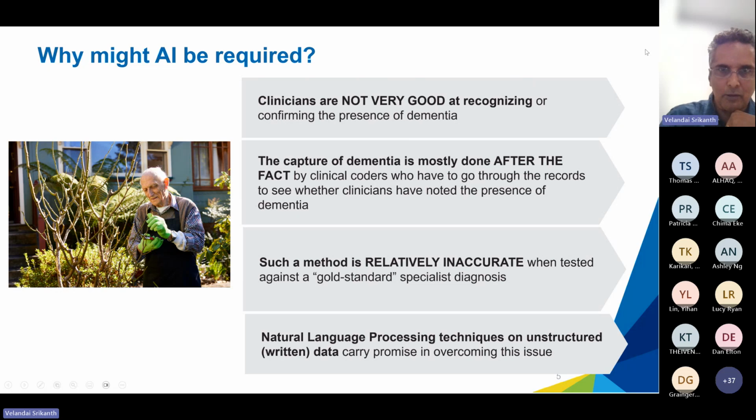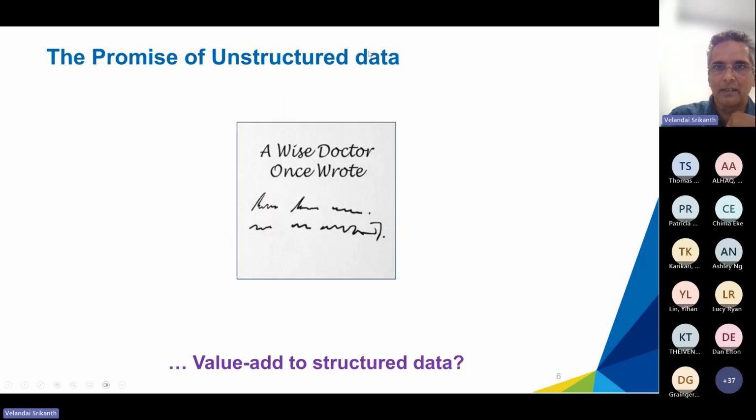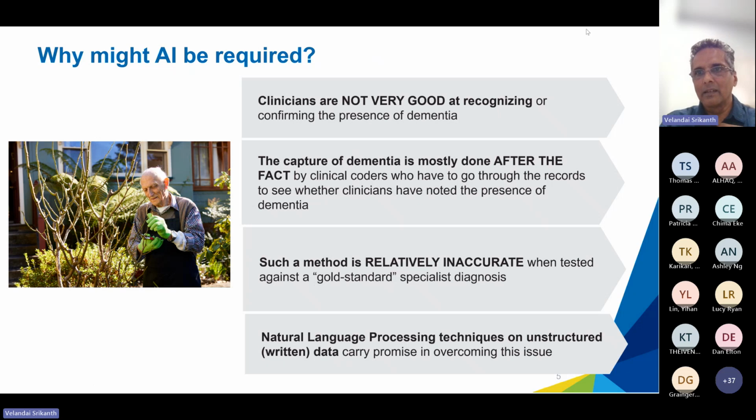We as clinicians are also not very good at recognizing dementia when we encounter people with the condition in routine clinical care. We might be good if we're specialists in the field, but usually junior doctors and generalists find it hard to capture this.